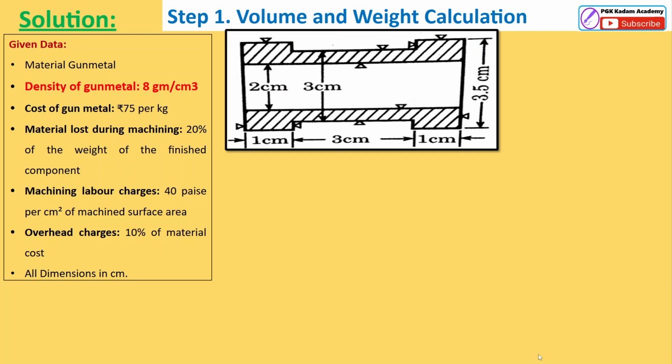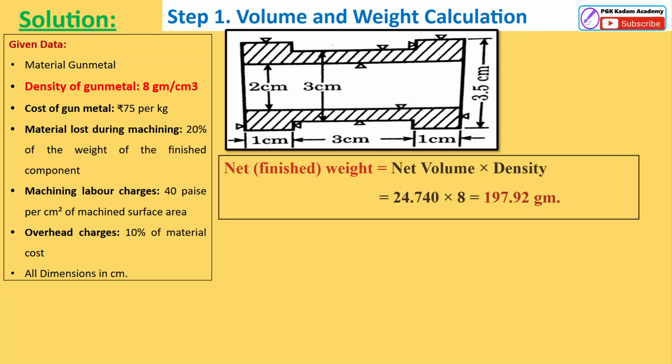And next we have to find out the weight calculation. Net volume we are already calculating. How to find out the weight calculation? Net finish weight can be calculated from the net volume. Density is given here. Density of metal is 8 gram. 4.74 is the net volume. The volume is in centimeter cube, and density in gram per centimeter cube.